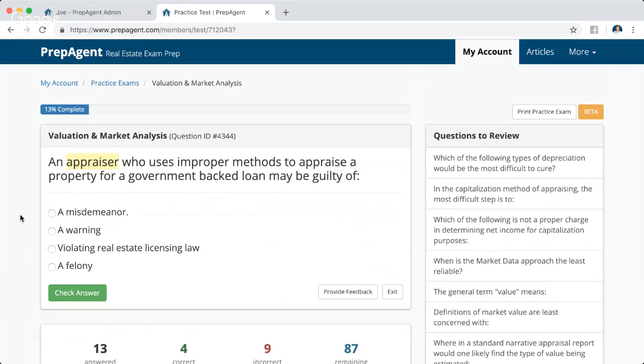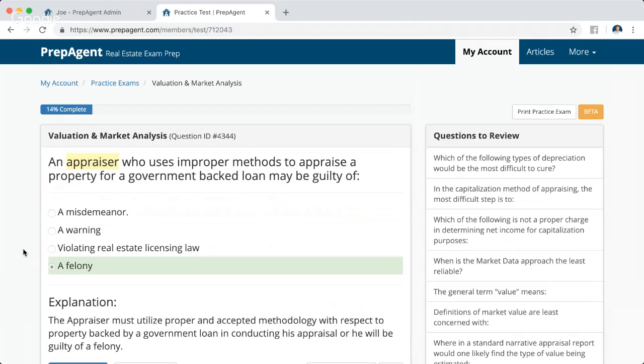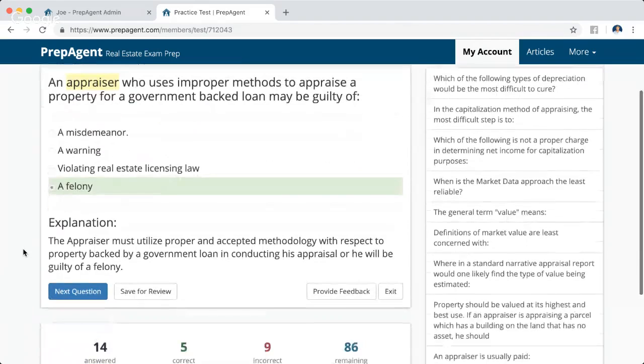An appraiser who uses improper methods to appraise a property for a government-backed loan may be guilty of A, a misdemeanor, B, a warning, C, violating real estate license law, or D, a felony. The answer is D, a felony.